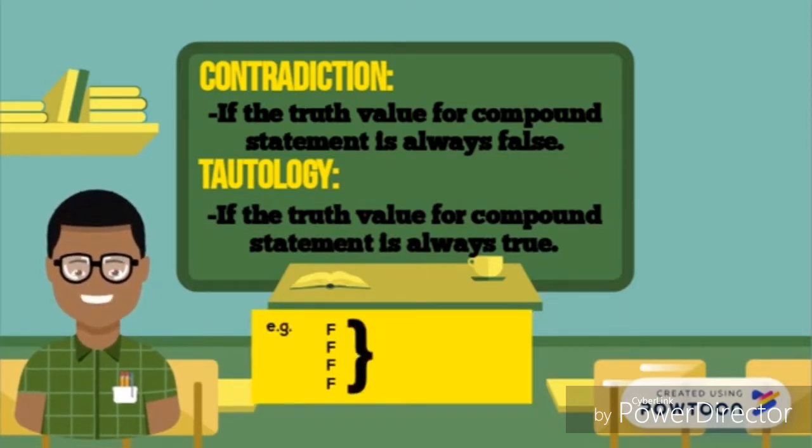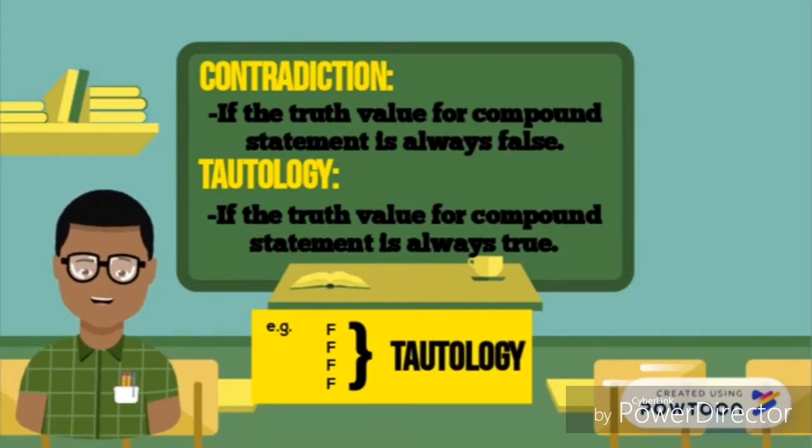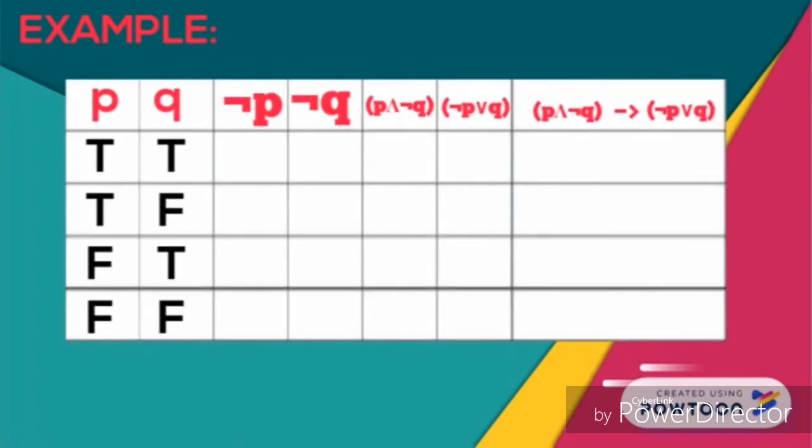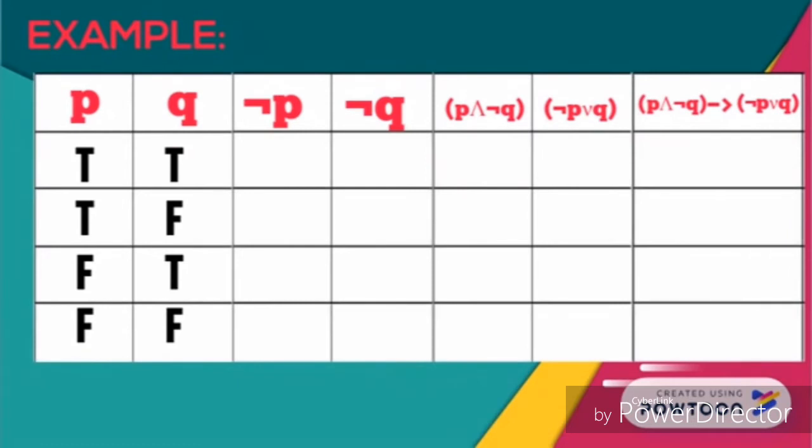Example. Not P is negation. Therefore, the true will become false and the false will become true. Not Q is also negation. Therefore, the true will become false and the false will become true. P and not Q is conjunction. Therefore, the second row of P and not Q will become true and the rest will become false.